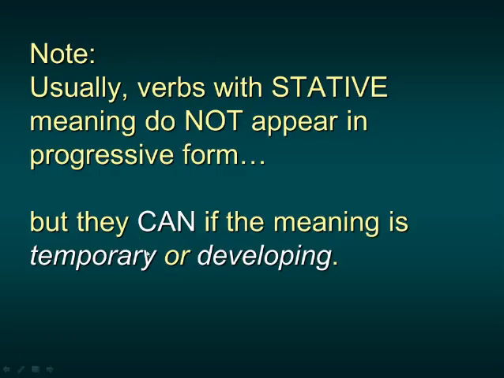Usually verbs with stative meanings do not appear in progressive form, but they can if the meaning is temporary or developing. Note, verbs with stative meaning do not appear in progressive form. A stative verb will not appear in progressive form. Most of the time it is not happening so. But they can if the meaning is temporary or developing. But sometimes it will.